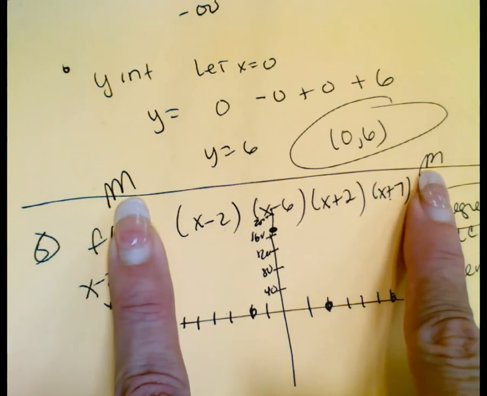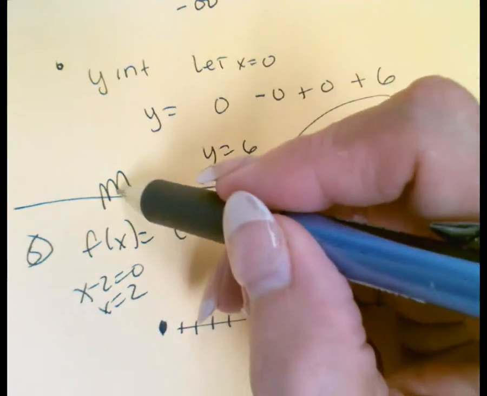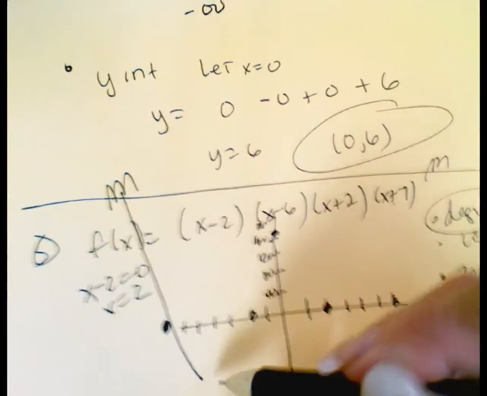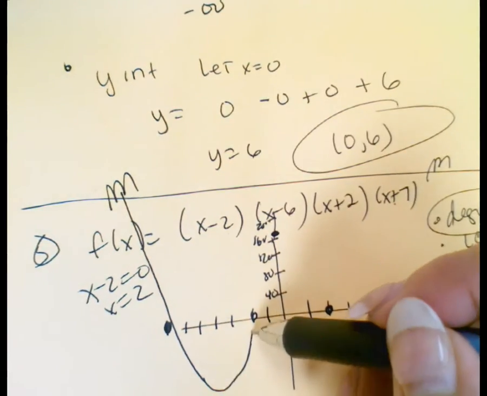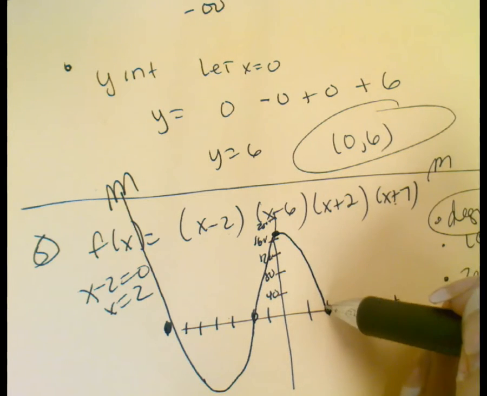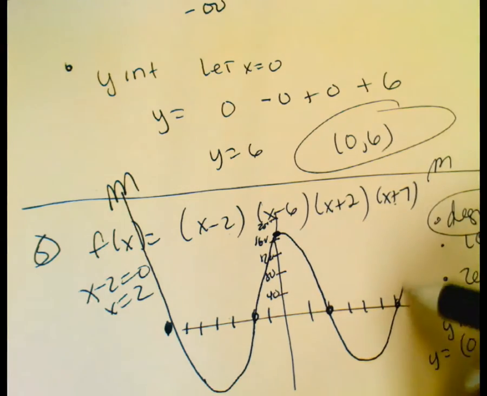Those are my hands. So I'm going to start with the left one. None of these are double roots, so they're going to go through. And I'm not using a calculator, so we're just going to estimate that it's going to go down below these 2 zeros. It comes up and hits the y-intercept, and it goes down through the 0, comes back up.